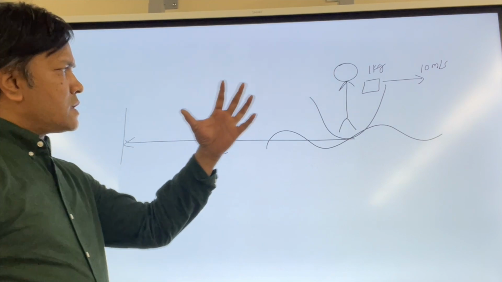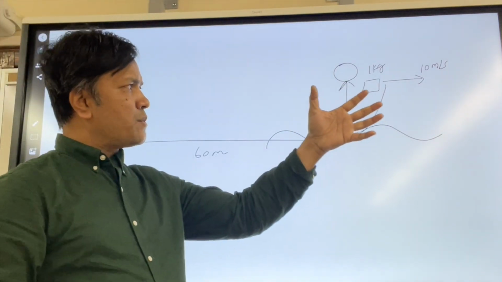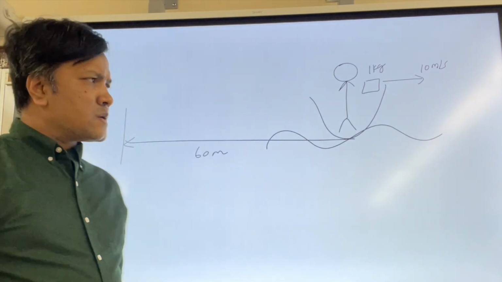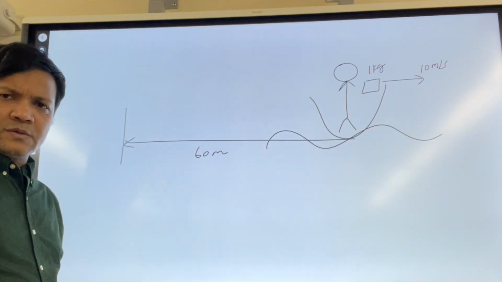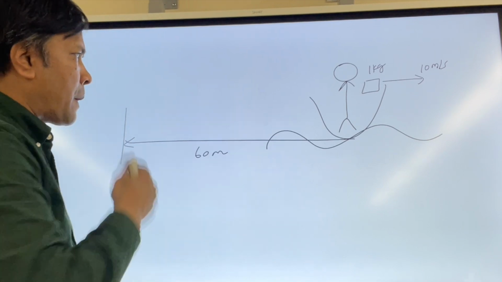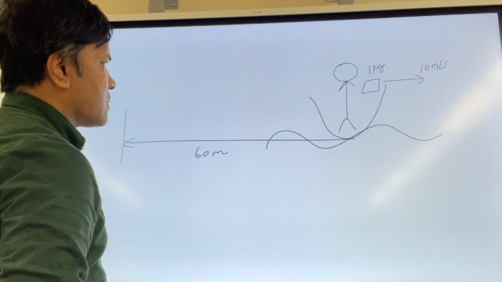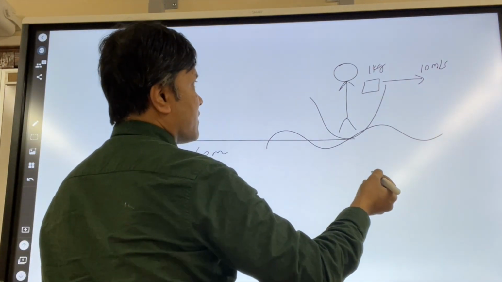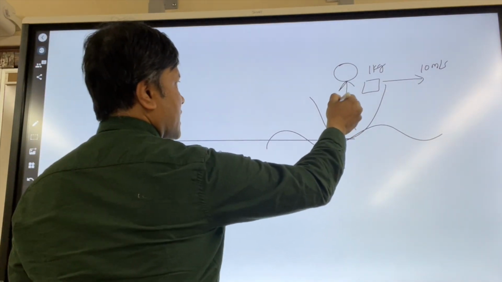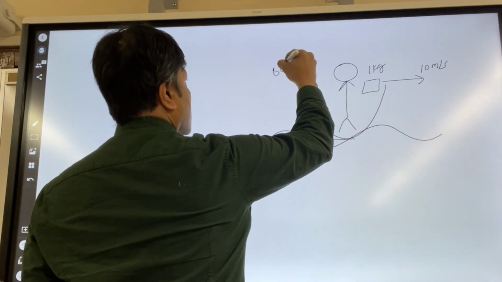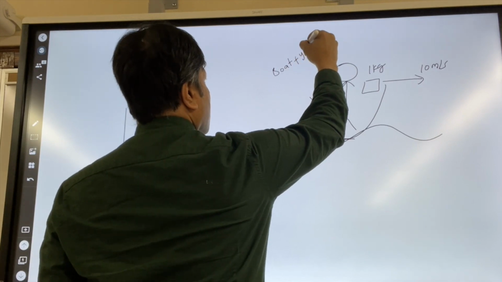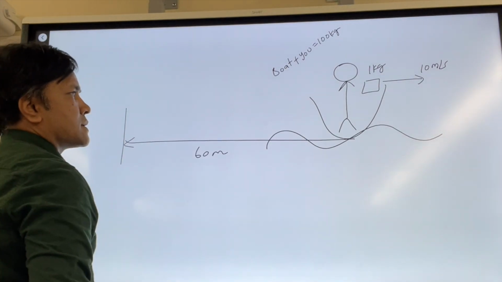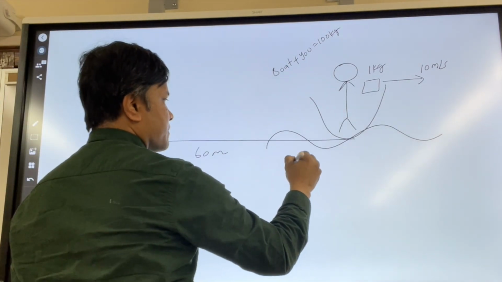In order to come to the shore, you're gonna throw the book in one direction, so your boat is gonna go in the different direction. So this is like Newton's third law. All right, so how can you solve this problem? Again, let's give some values. Boat plus you is 100 kilograms.